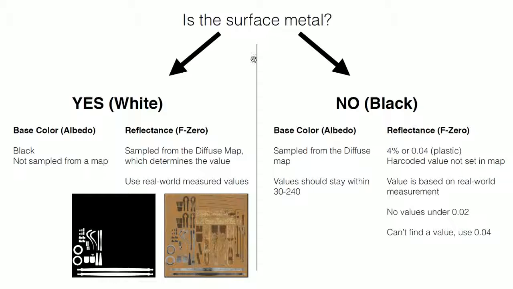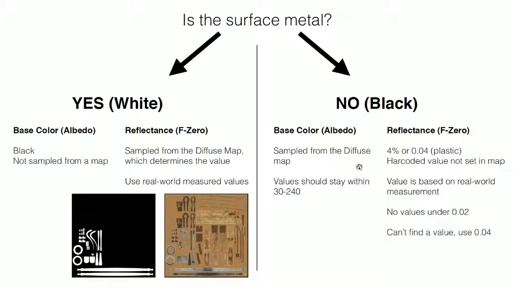Now, if the surface is not metal, so no, it's black. So again, our wood is all black over here. It's wood. So we say our base color, the albedo, basically the color of the wood, is going to be sampled from the diffuse map. It goes and gets the color of the wood based off this map. And again, that value should stay within 30 to 240. Now, how reflective is this? What is the reflective F0 value of this?